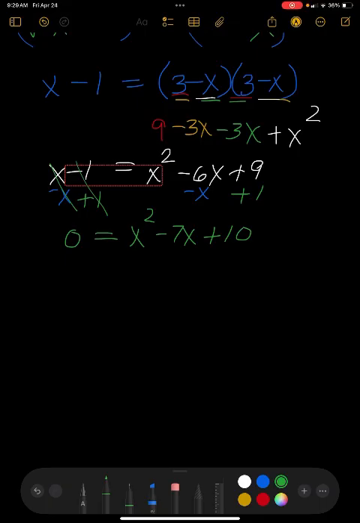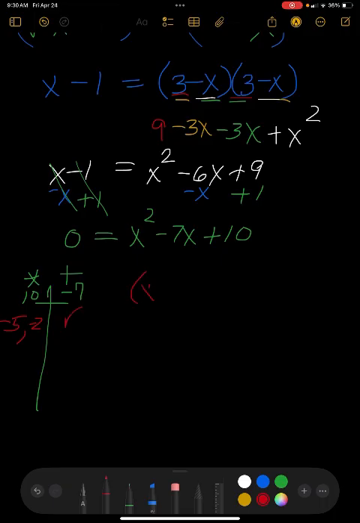So we can try to solve this. The methods we use to solve these are factoring if we can, completing the square, or using the quadratic formula. Let's see if we can factor this. So we're looking for something that multiplies to 10 and adds to negative 7. So 5 and 2 is 10, and if they're both negative, we still get a positive 10, and we get a negative 7 when we add them. So that's going to end up being x minus 5 and x minus 2.